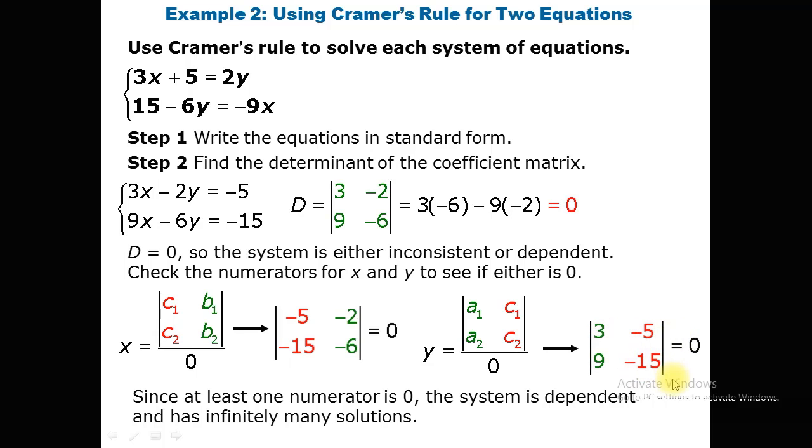15 times 3 is 45, and 5 times 9 is 45. In this column we obtain the products of these two, minus 45 and minus 45. So the difference, minus 45 plus 45, will be 0. Since at least one numerator determinant is 0, this determinant is 0 and this determinant also equals 0. So in this case, with at least one numerator determinant 0, the system is dependent and has infinitely many solutions.